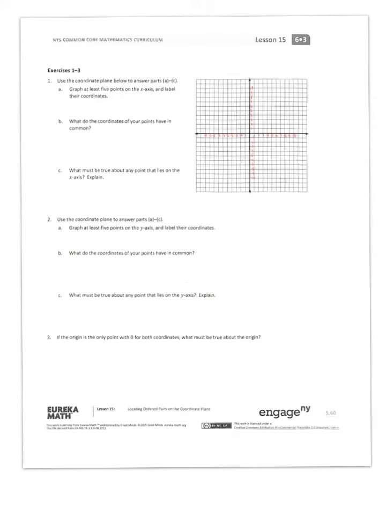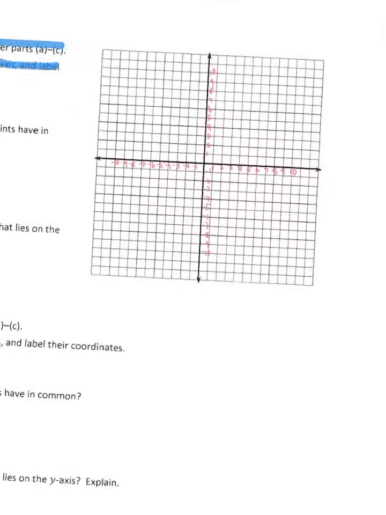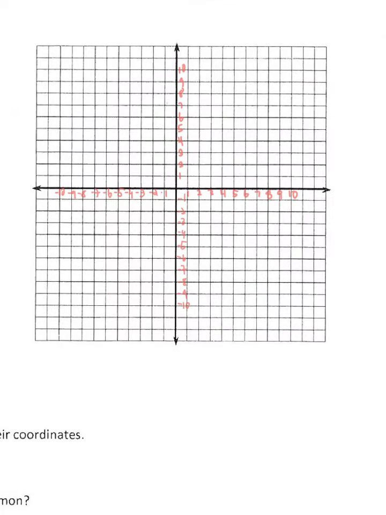Okay, so now we're on this page. Number 1, it says use the coordinate plane below to answer parts A through C. Okay, letter A, graph at least 5 points on the X-axis and label their coordinates. That means you need to find 5 points that are on the X-axis. Now I already put my numbers on my graph. Now I know that this is my X-axis and this is my Y-axis.